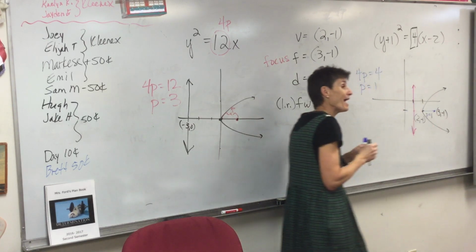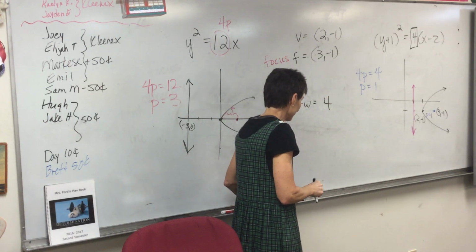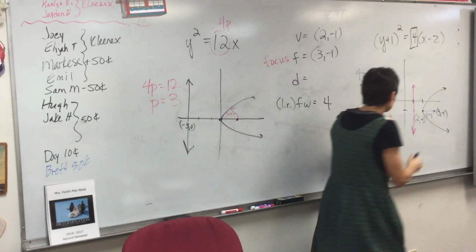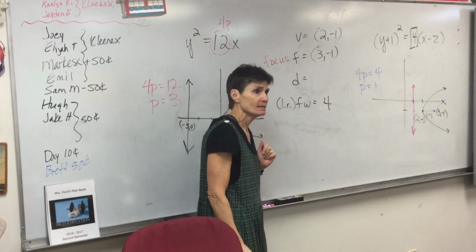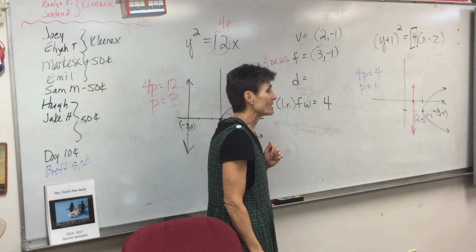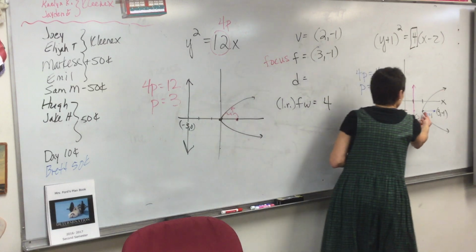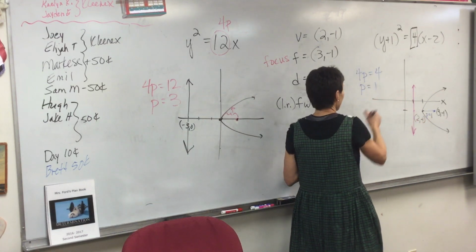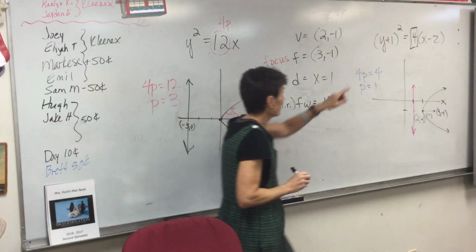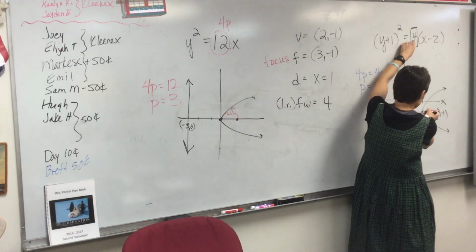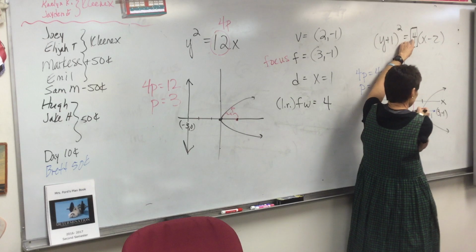Now, which axis does it cross? The x-axis. It crosses the x-axis. So that equation is going to be x equals what? You backed up 1, so it's going to be x equals 1. Remember, you started right here at your vertex, which is at 2, and you backed up 1.